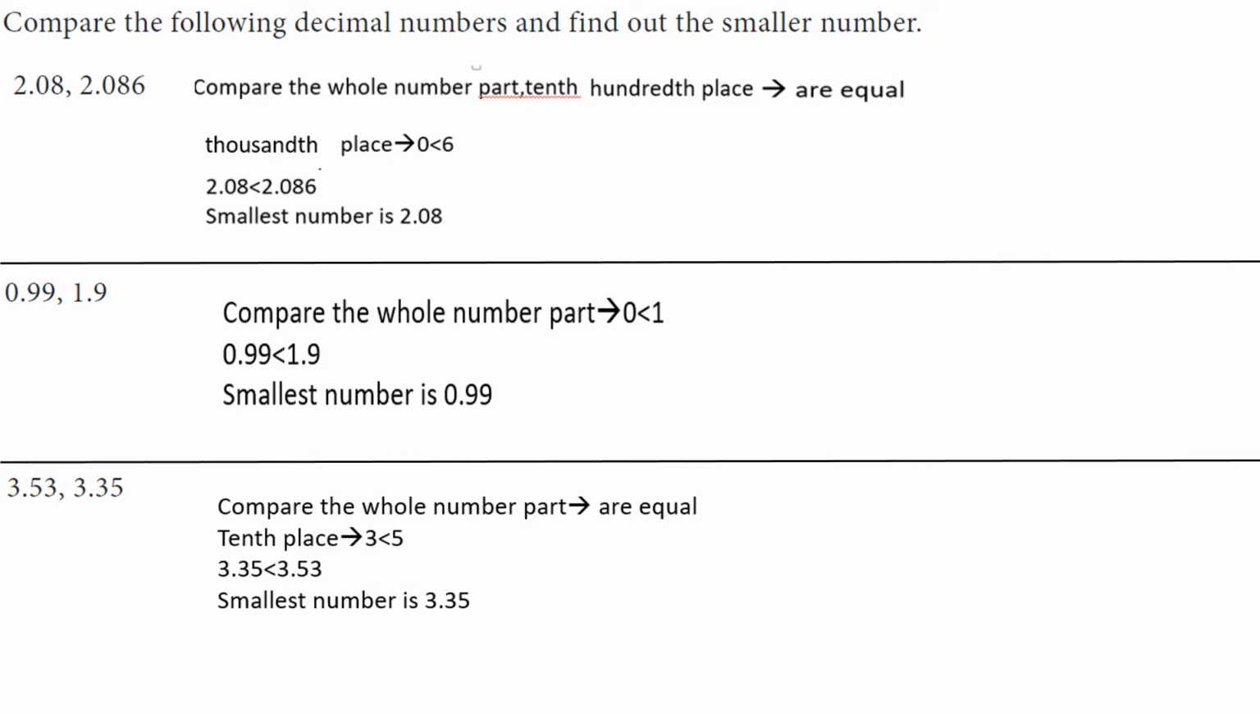Next, 0.199, 1.9. Compare the whole number part, 0 less than 1. Therefore, directly you write that the smallest number is 0.199 because 0.199 is less than 1.9. Clear? Next, 3.53, 3.35. Compare the whole number part, that is equal. 10th place 5 and 3. That is 10th place 3 less than 5. So 3.35 is smaller.